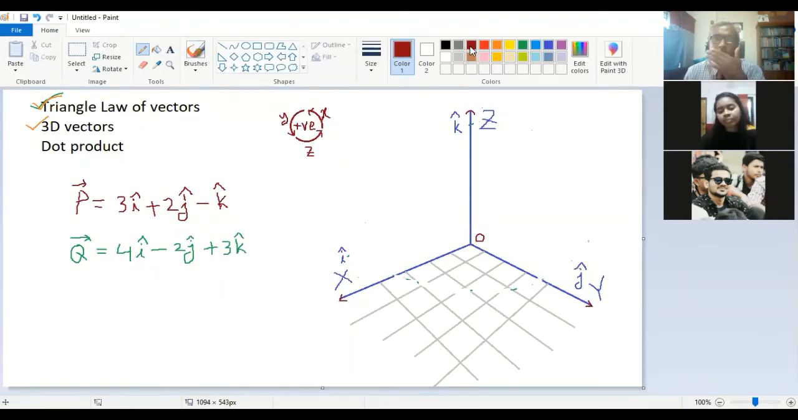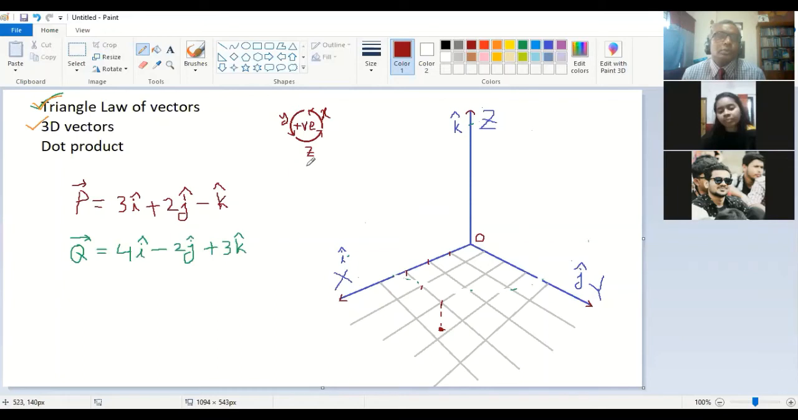Now let me draw the p vector. How will the p vector be drawn? It will be 3 units i, that means x-axis, so 1, 2, 3 units here. And then 2 units y-axis, 2 units j, so 1, 2, like this. And then 1 unit minus. 1 unit minus means it will go down, not up. Down means under the floor. It will be like this. This will be the end point.